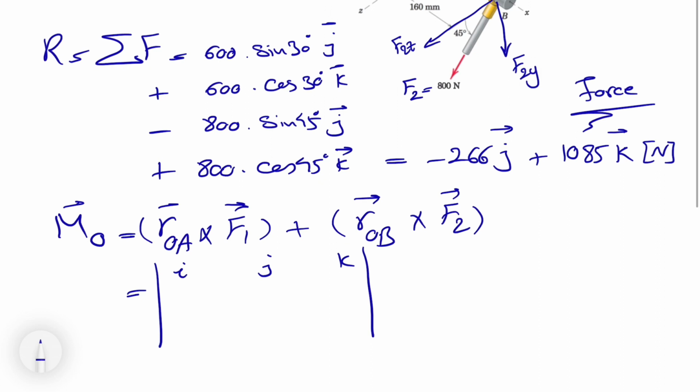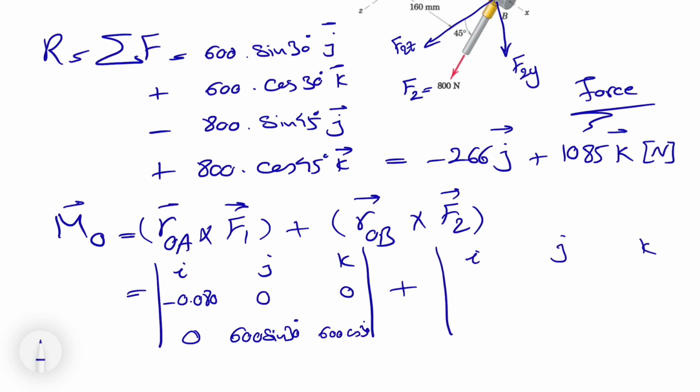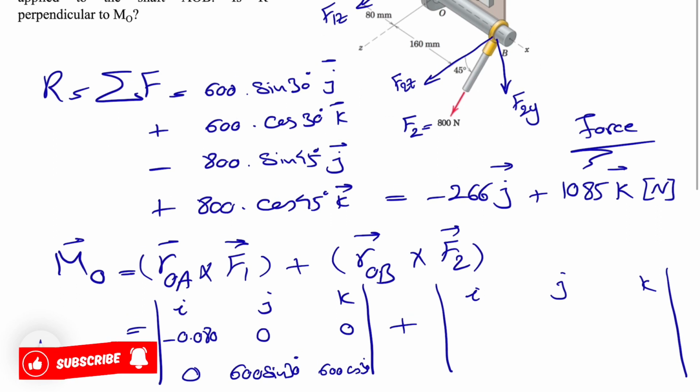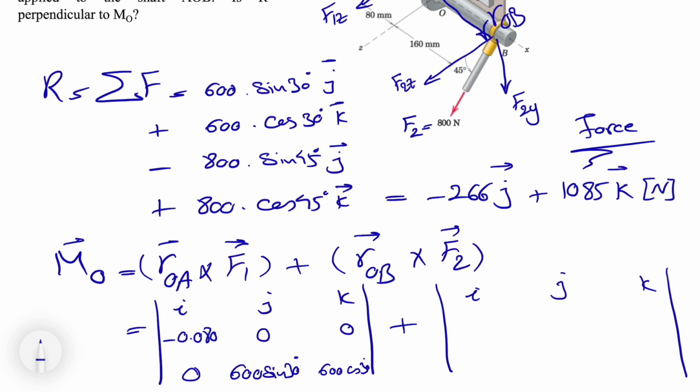So let's start with the first one for F1. If we look at ROA, we simply have the minus 80 millimeter distance, which is in X. And if we divide that by 1000, we'll get minus 0.08 meter, and there is no Y and Z component. And our F is simply what we had in the previous step, which was 600 sine of 30 for J, and K will be 600 cosine of 30. There is no I component. That was the first part, and we'll have the same thing for ROB.